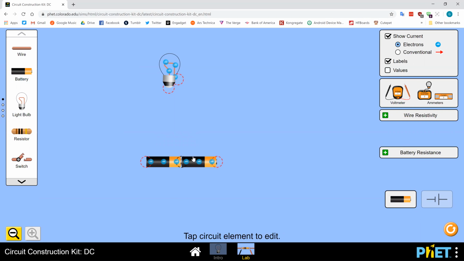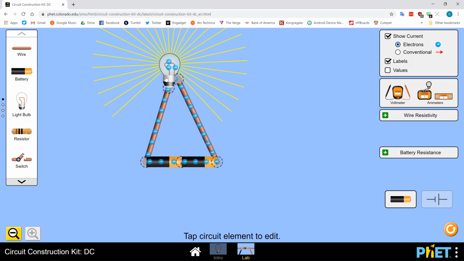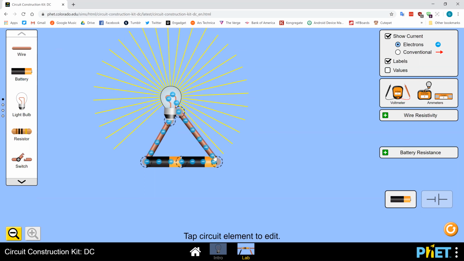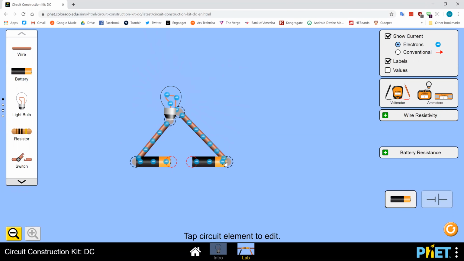I'm going to put 2 batteries in turn. I'm going to put wire. And this is showing more current versus 1 battery because these are moving faster, though that's hard to see. But the light bulb is brighter. So to get more brightness out of a light bulb, we need more current. So putting 2 in, I've increased my flow.